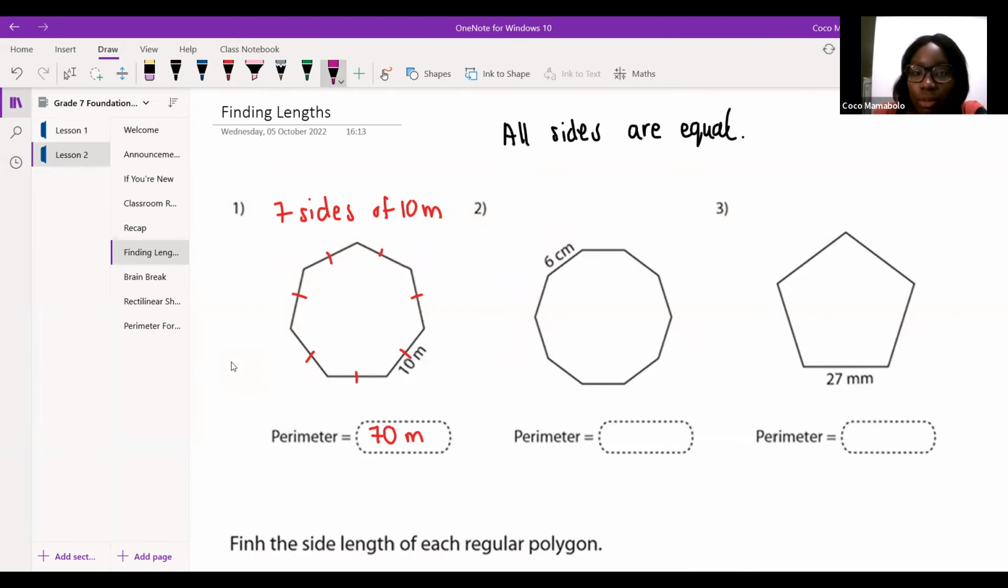Now let's look at number 2. Each side is going to be 6 centimeters. How many sides do I have, guys? Count for me.